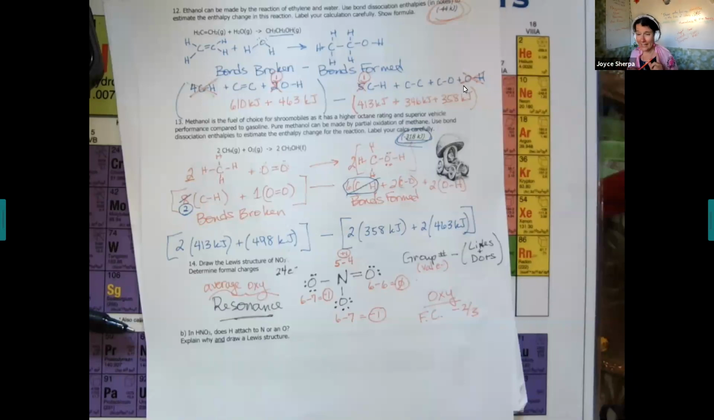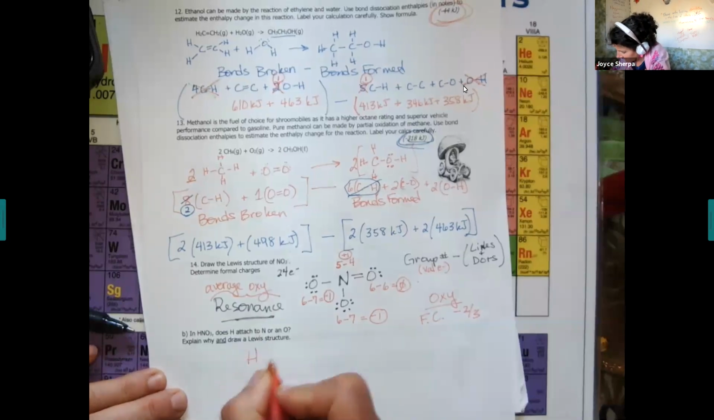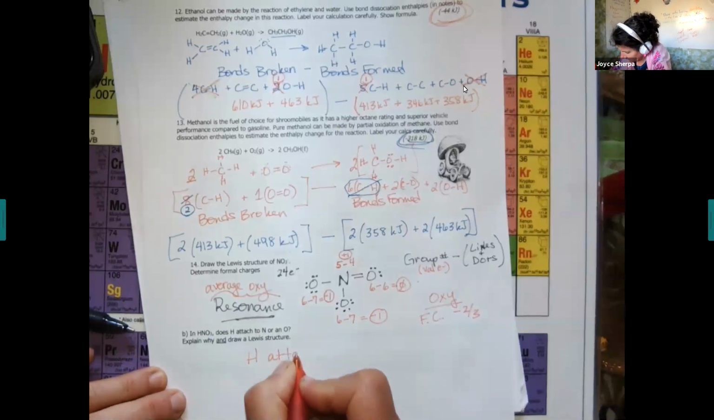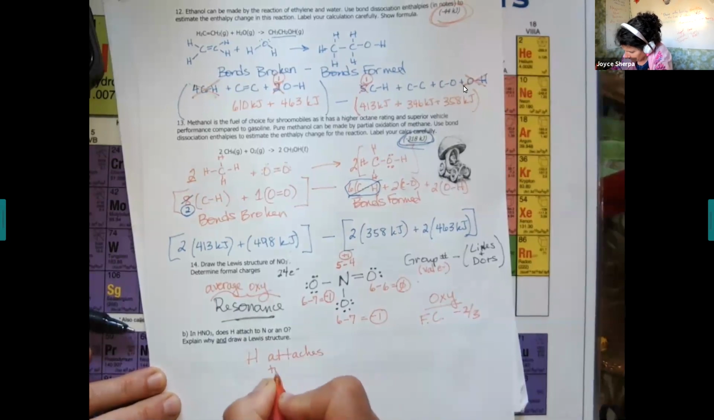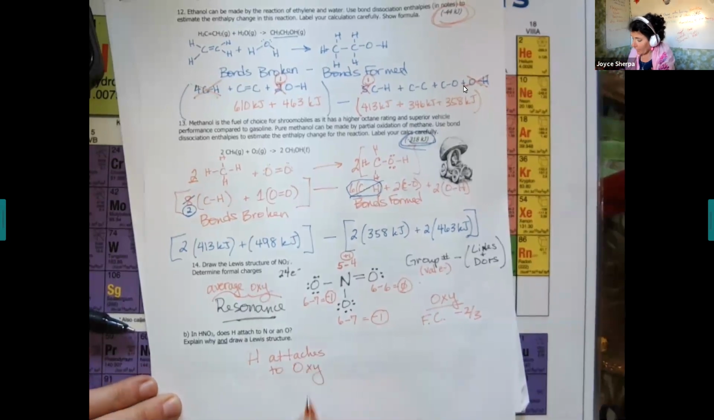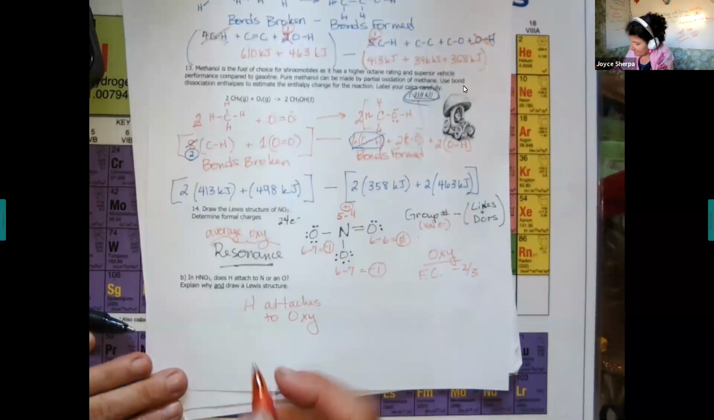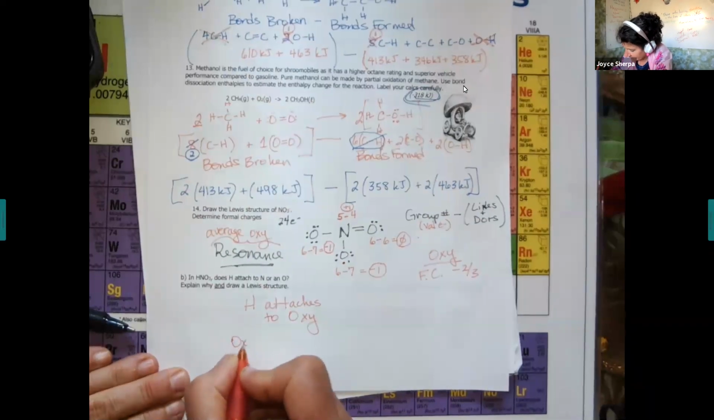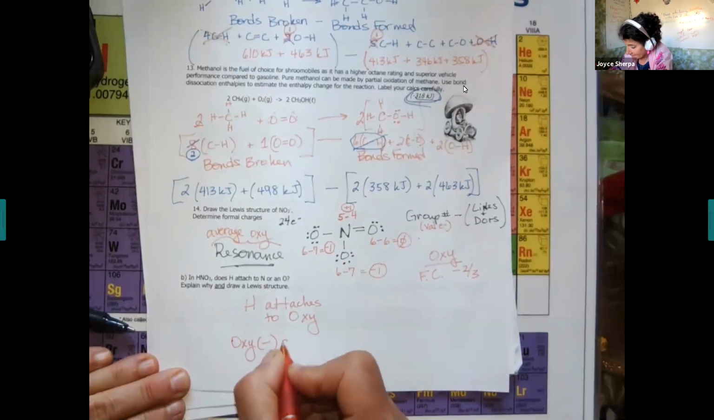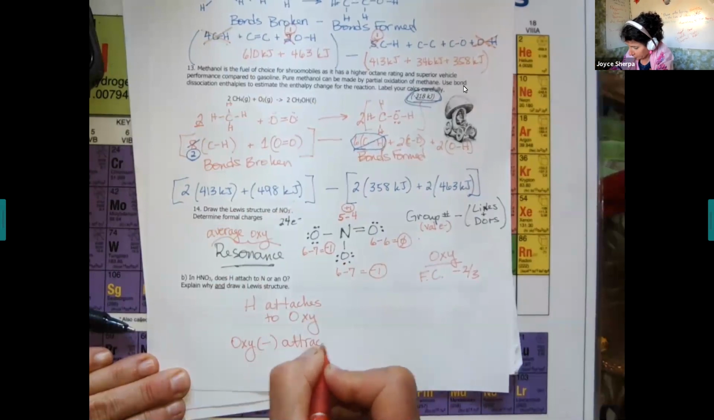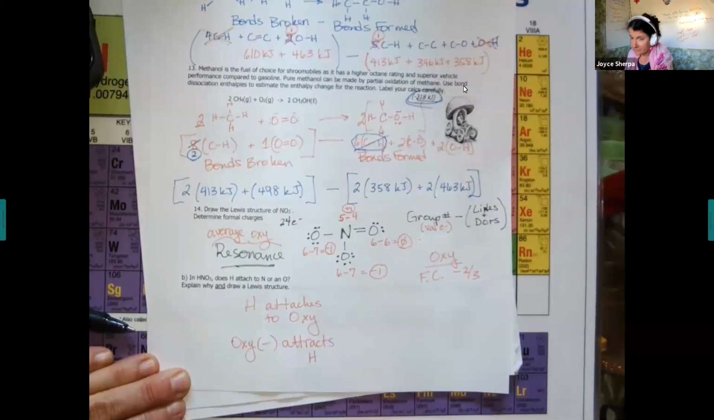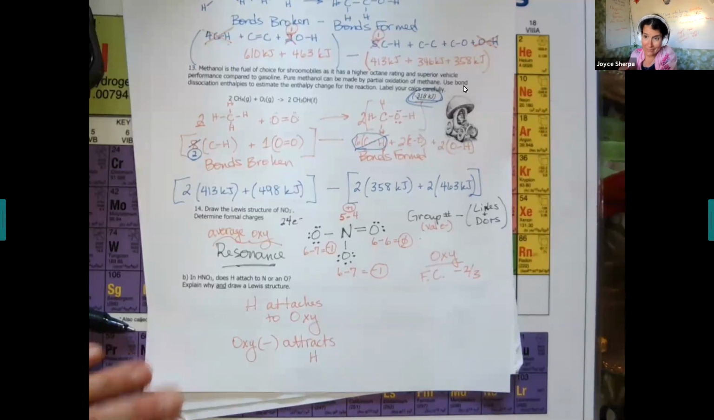All right. On B, there's only one answer, and then there's several ways you can explain it. The hydrogen attaches to the oxygen. So according to formal charges, it's because the oxygen has a negative, and that's going to attract the hydrogen. That would be the technical definition.